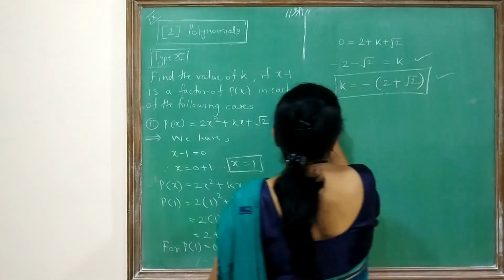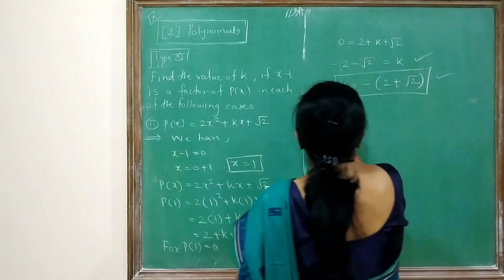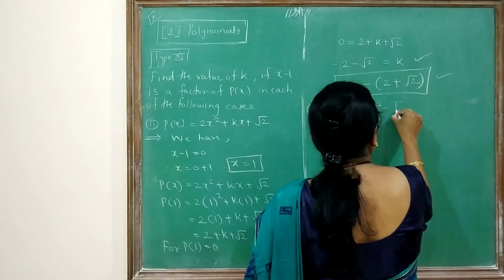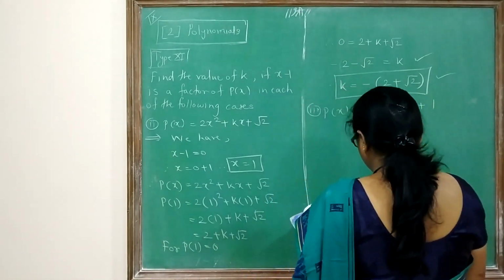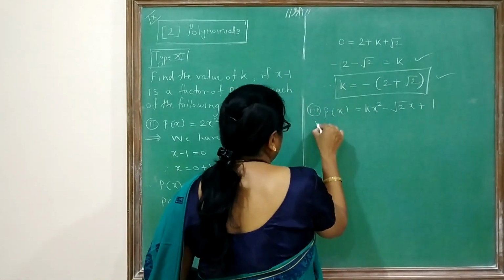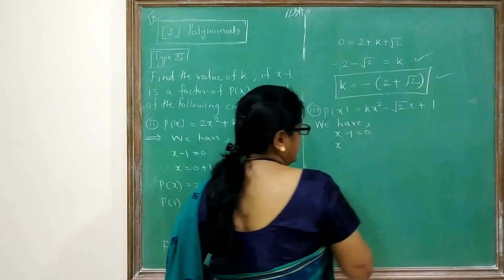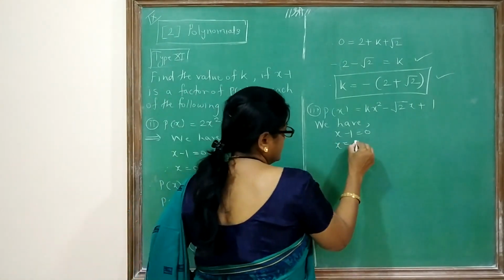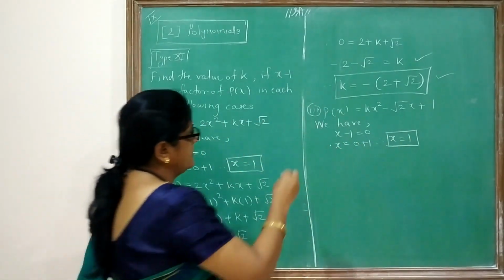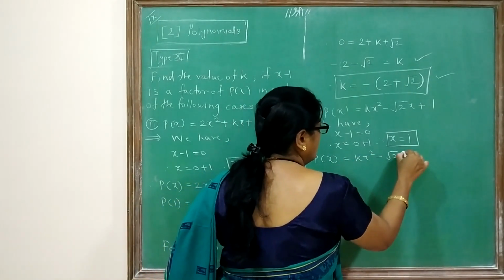Then your third example is p of x equal to kx square minus root 2x plus 1. Then which is a factor? X minus 1 is a factor. Then same type we can write, that is x minus 1 equal to 0, then x equal to 0 plus 1, then what is the value of x? X is 1. Then p of x equal to kx square minus root 2x plus 1.